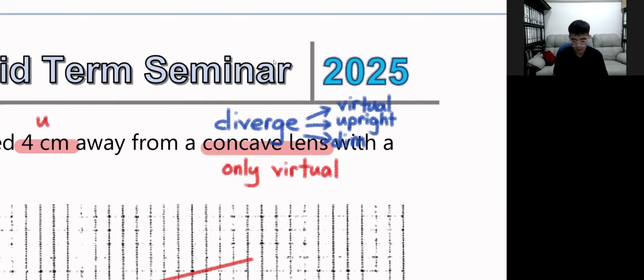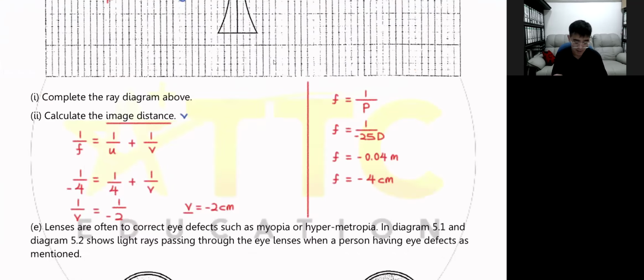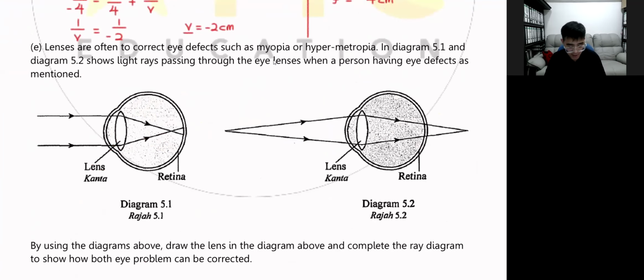Is that clear? Now, moving on to question E. Question E asks about eye lenses. Lenses are often used to correct eye defects, such as myopia. Myopia means short-sightedness.